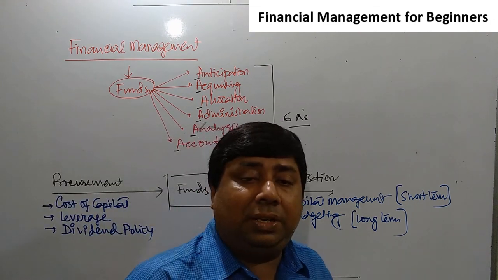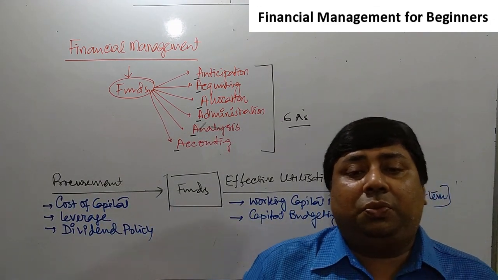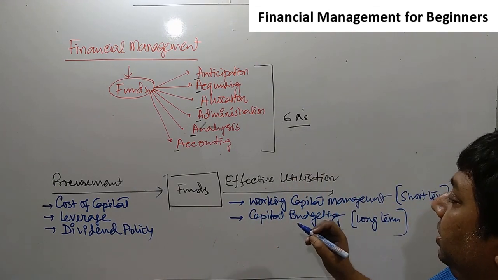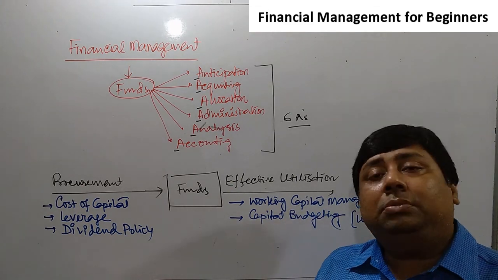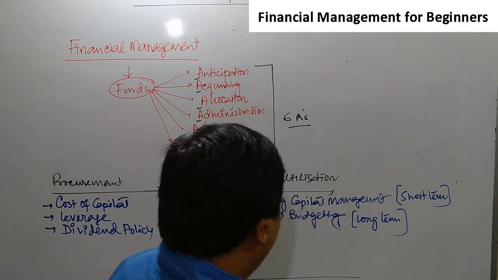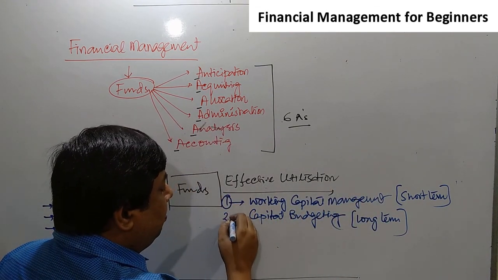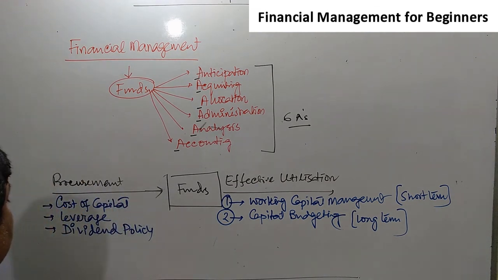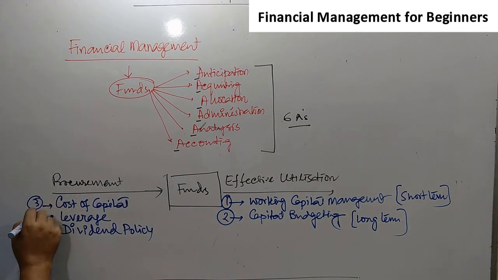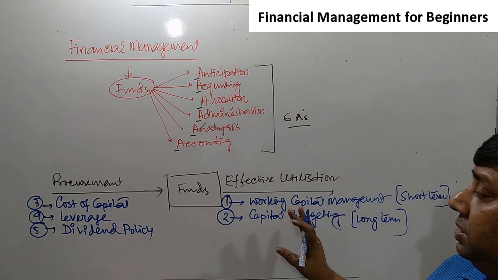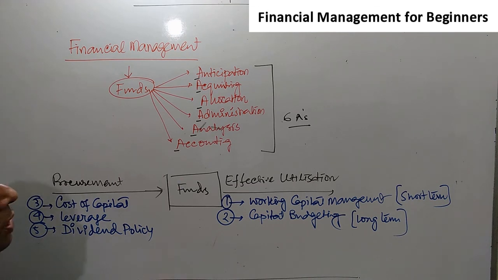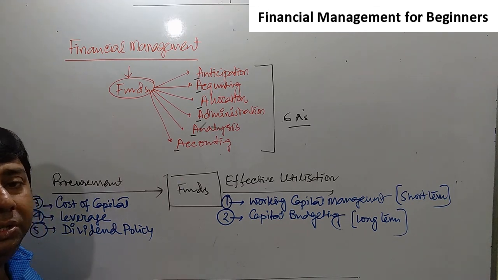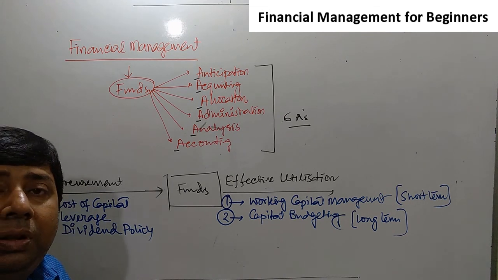In my lecture series on financial management for beginners, I am going to discuss these particular topics one after one. Let me categorize that. We should start with the first topic of working capital and the second topic of capital budgeting, followed by cost of capital, leverage, and finally dividend policy. I will share all my lecture series with you in this way, in my lecture series on financial management for beginners.